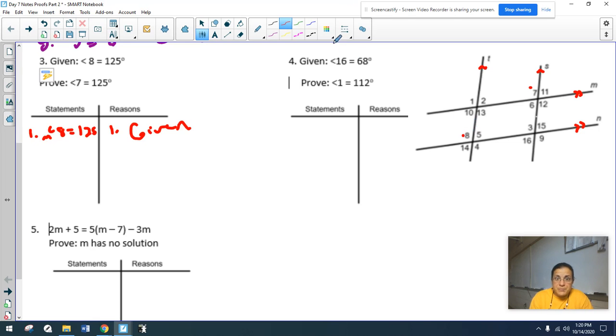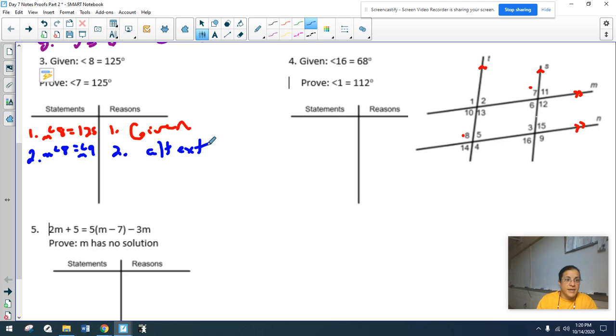So you have options. Your options could be angle 8 and angle 1 are corresponding. Angle 8 and angle 13, alternate interiors. Angle 8 and angle 3 corresponding, or angle 8 and angle 9 are alternate exteriors. So it doesn't matter. So here's what you can say in number 2. I'm going to say angle 8 and angle 9. So those are alternate exteriors.